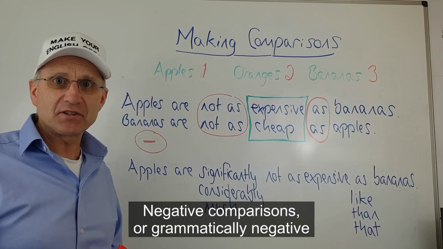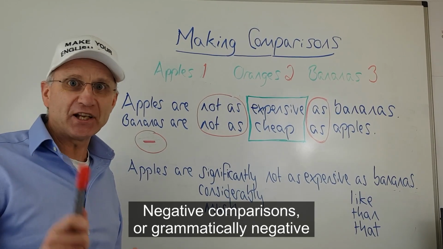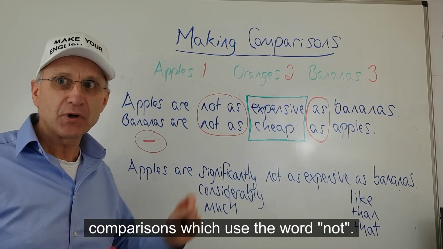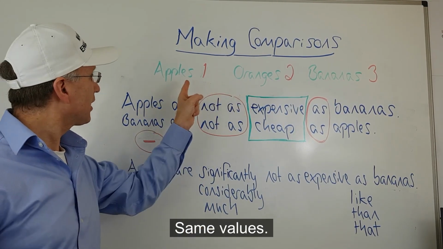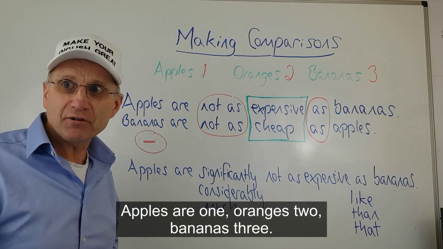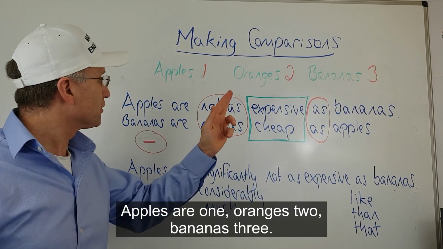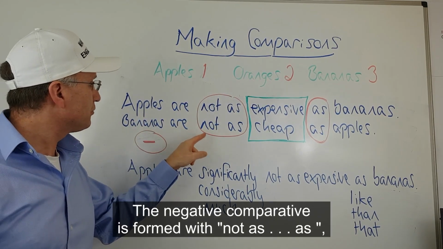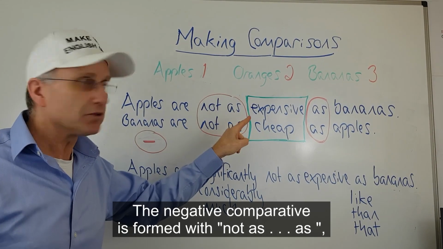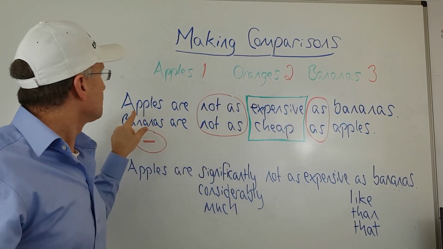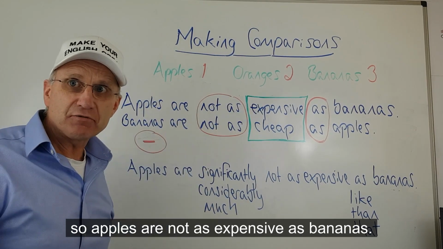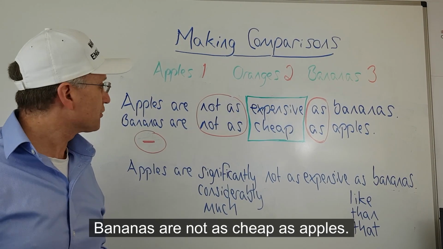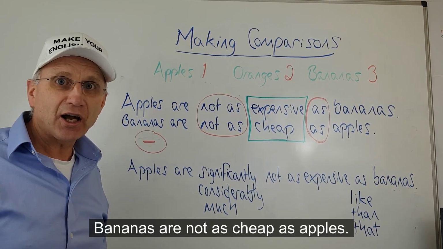Negative comparisons, or grammatically negative comparisons, which use the word not. Same values, apples are 1, orange is 2, bananas 3. The negative comparative is formed with not as, as. So apples are not as expensive as bananas, bananas are not as cheap as apples.